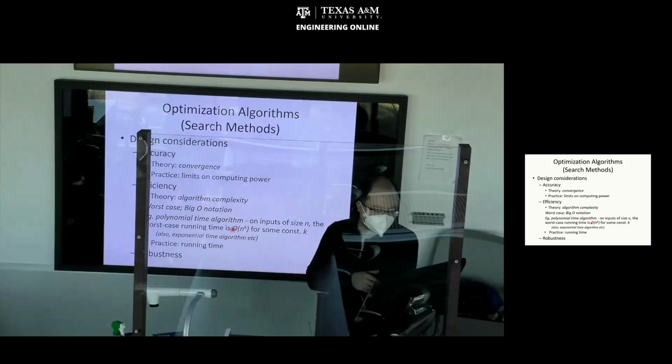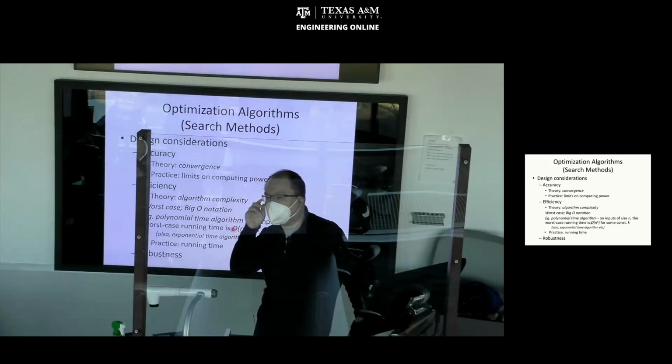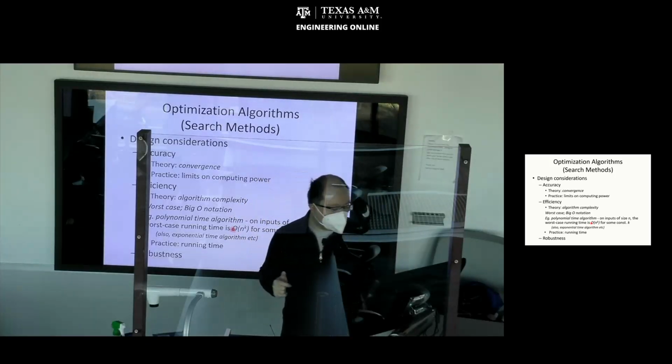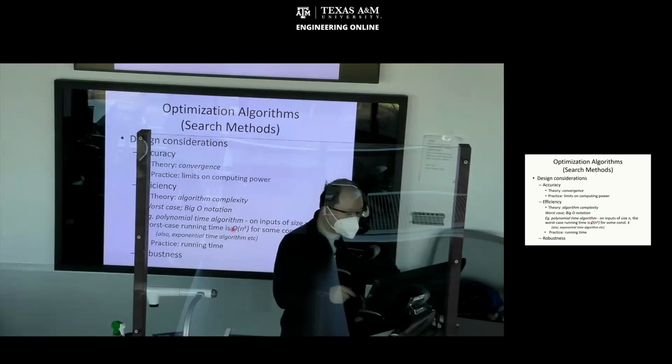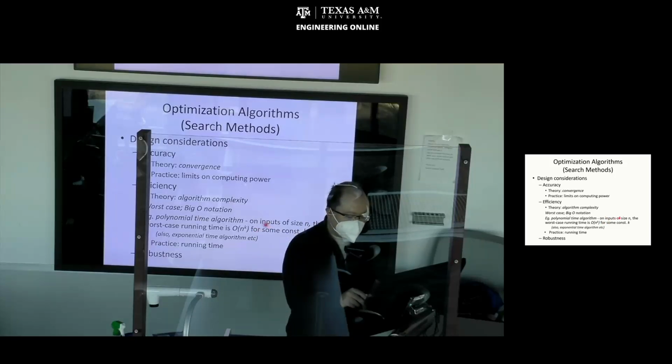A more difficult case that people study in theoretical computer science is the average case complexity. That's a little bit more difficult, okay? Not just a little bit more. So let's talk about the big O notation for time complexity. For instance, a polynomial time algorithm. Let's say the input is size n, and the worst case running time is in the order of n to the power of k for some constant k. So this is a polynomial time algorithm because the time complexity is polynomial in the size of the problem, okay?